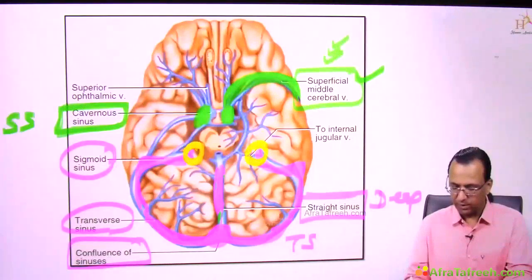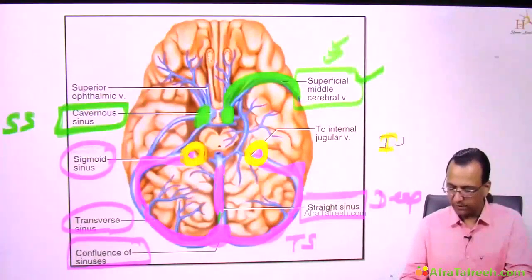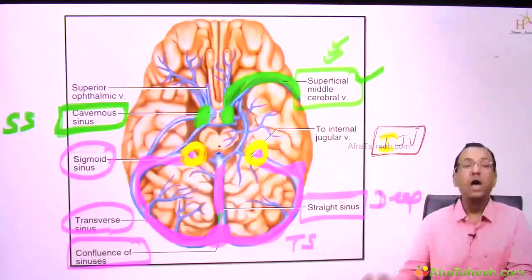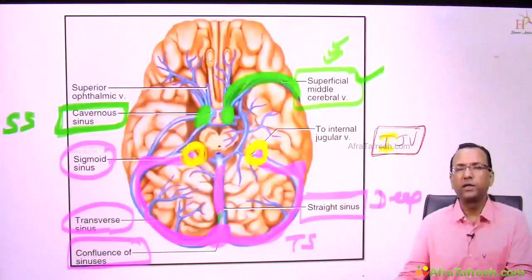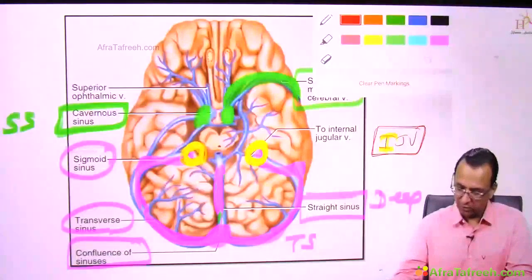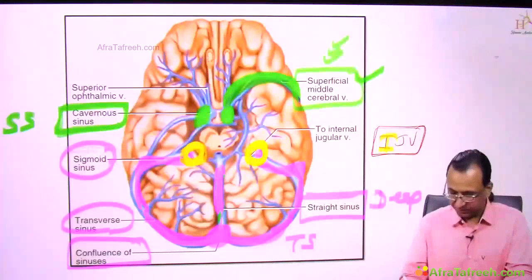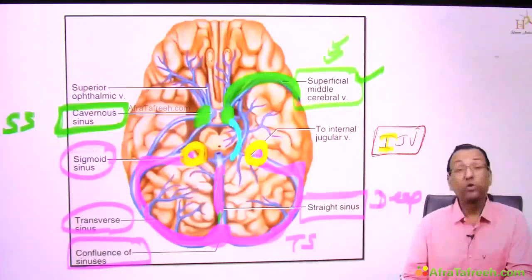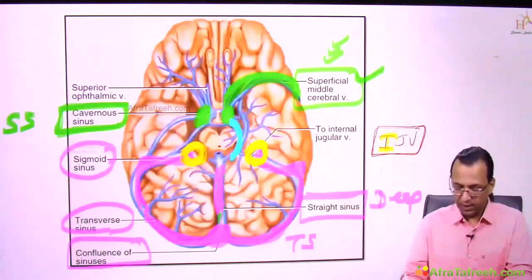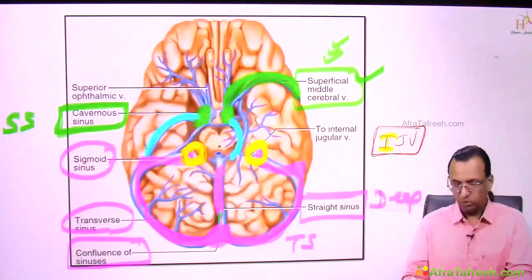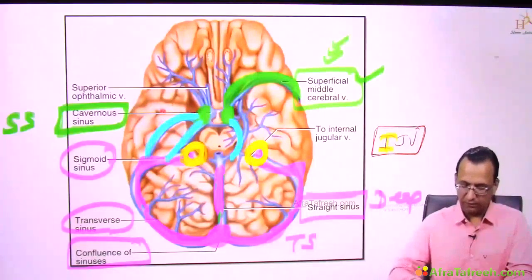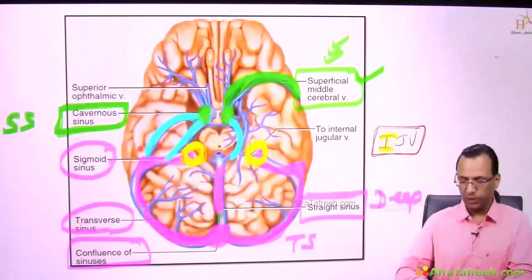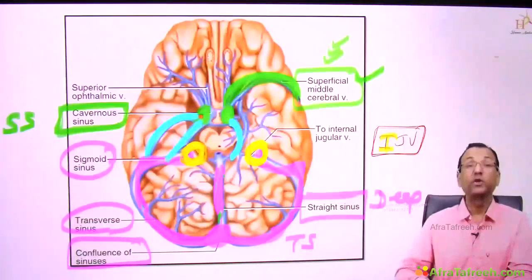So most of the blood will actually drain into the internal jugular vein. Fine, but how will the cavernous sinus drain into the internal jugular vein? If you want to drain the cavernous sinus, you use the petrosal sinuses. There is a superior petrosal sinus and an inferior petrosal sinus. Where is the superior petrosal sinus draining? Into the transverse sinus. And the inferior petrosal sinus? Into the internal jugular vein.